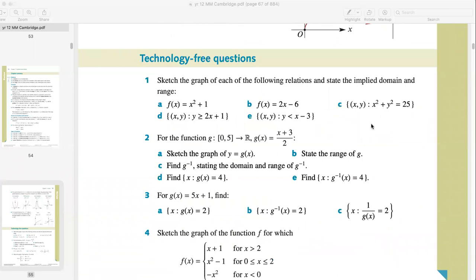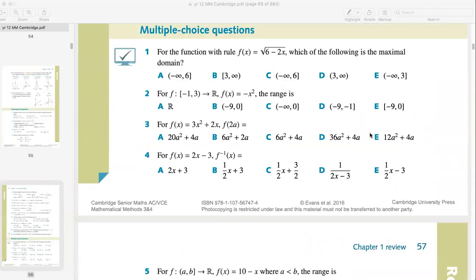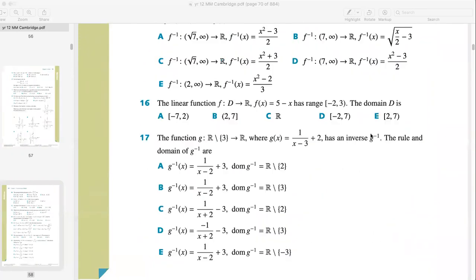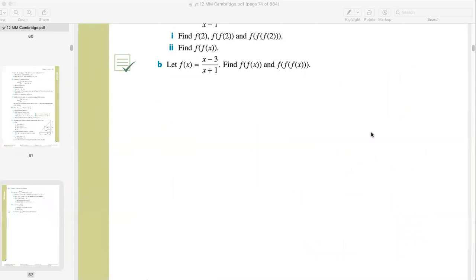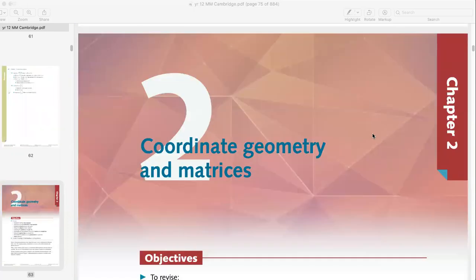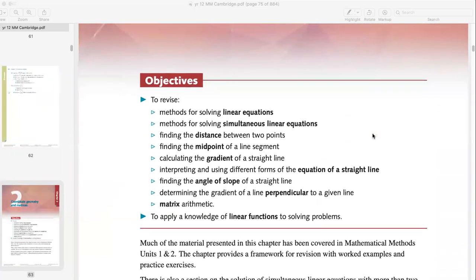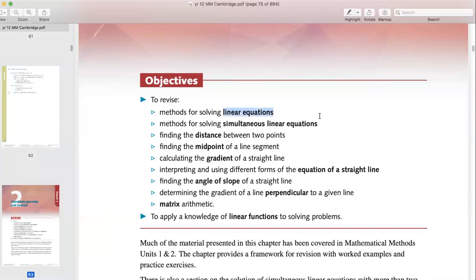And for our next plan, I will go through, sorry, just give me a sec. I will go through chapter 2, coordinate geometry and matrices. And this one is more about the linear functions. I think you guys know this well enough, so I can just quickly go through some basic ideas and then talk more about simultaneous linear functions, basically two function relations, okay?